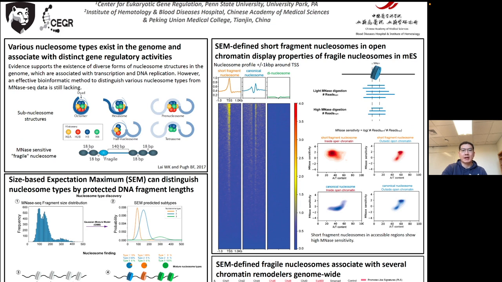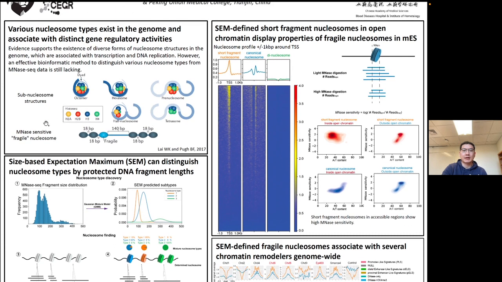In recent years, there have been evidence supporting the existence of diverse forms of nucleosome structures on the genome, including hexamer, prenucleosome, half-nucleosome, and tetrasome. In addition, there have also been evidence supporting the existence of a type of MNase-sensitive nucleosome, which is called fragile nucleosome. Fragile nucleosome attracts researchers' attention because it's very close to the transcription start site. It has been shown that the various subnucleosome structures are associated with gene regulation and DNA replication. However, we still lack an effective bioinformatics method to distinguish various nucleosome types from MNase data.